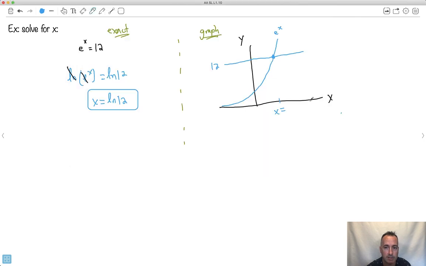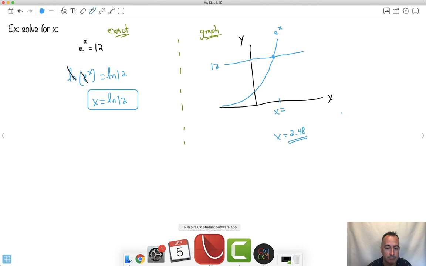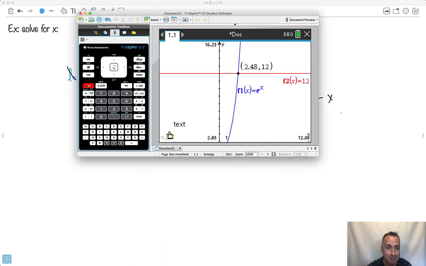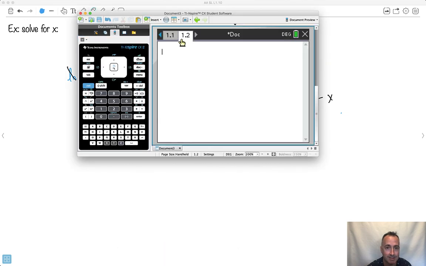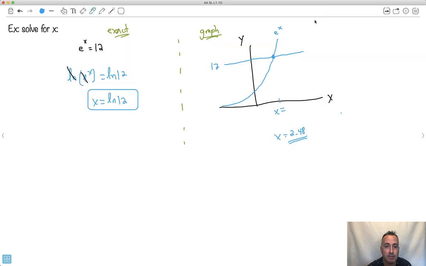So x equals 2.48. Let me see what natural log of 12 is. I hope this works. So natural log is right up here. So natural log of 12. Oh, phew. It's 2.48491. So do you see how we can do this? This was the exact value. It's approximately 2.48. So do you see how we can start working with these things?